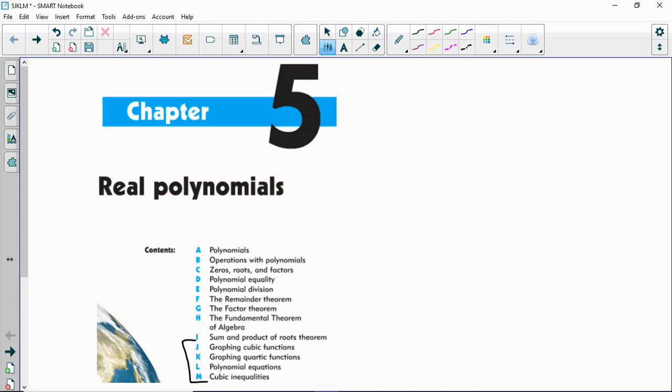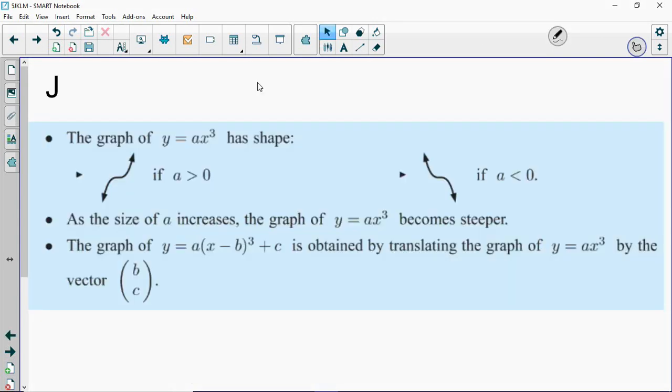Okay, we're finishing up chapter 5. Let's go. Section J is about cubics, which are going to generally increase from left to right if their leading coefficient is positive, and generally decrease from left to right if their leading coefficient is negative. All of the other function transformations that we've studied before still apply here.